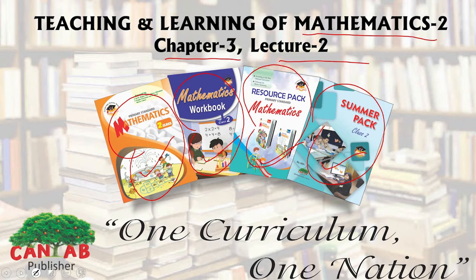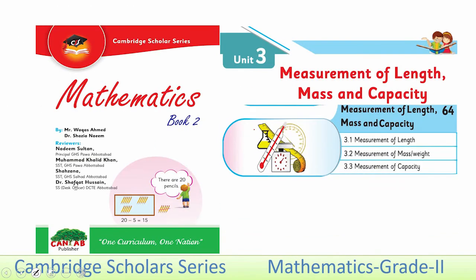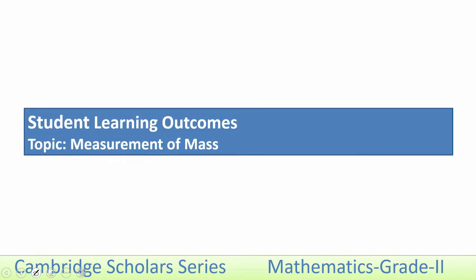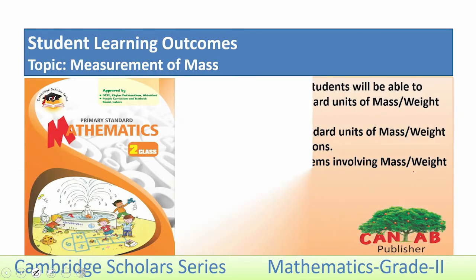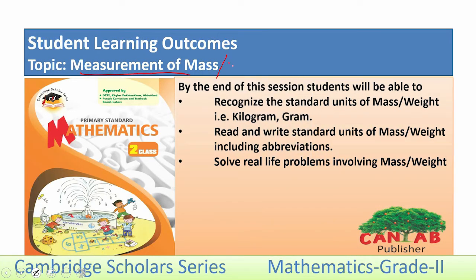Students, now come to the textbook. Unit number 3. This is about measurement of length, mass and capacity. We have discussed in topic 3.1 measurement of length. In topic 3.2 we will discuss measurement of mass and weight, and at the end in topic 3.3 we will discuss measurement of capacity. Students, now come to today's topic. Our today's topic is measurement of mass and weight.